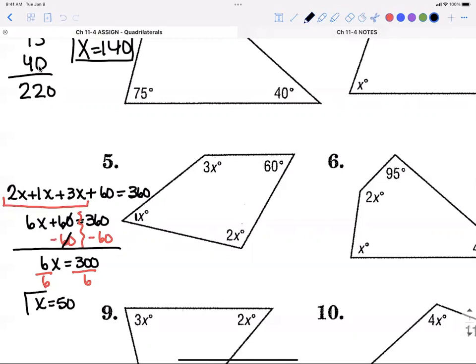All right, so that's step 1. We solve for x. Now we've got to go up and we actually have to plug in what each angle equals. Well, this first one, 1x, is easy. That one is just 50 degrees.